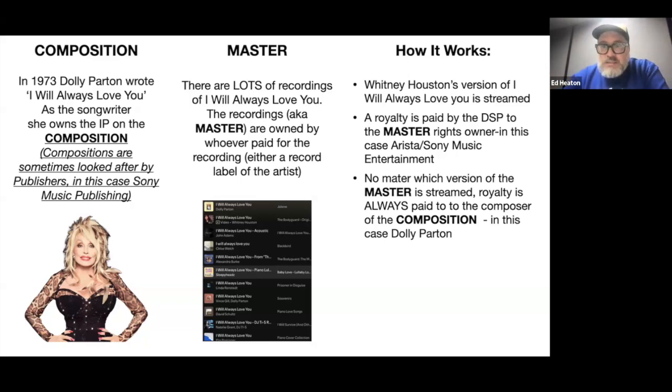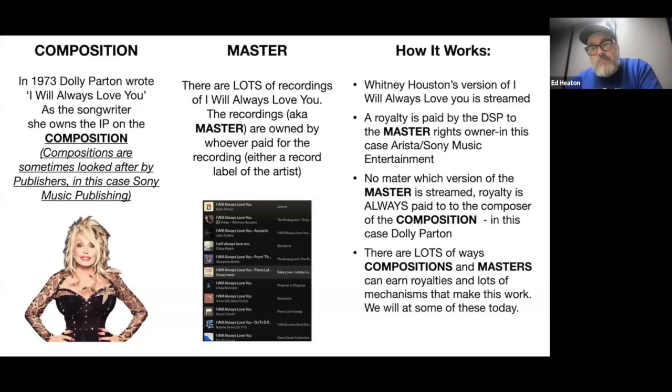There are other means by which masters and compositions can earn royalties, and we're going to be looking into these over the next hour or so, a couple of hours. There's a lot of mechanics that make this happen. But ultimately, just try and remember they're two separate copyrights, the composition and the master, and they live separately. They can work together, but they are seen as separate copyrights, because there is always one song, but there can be 50,000 versions of that song in different recorded forms.